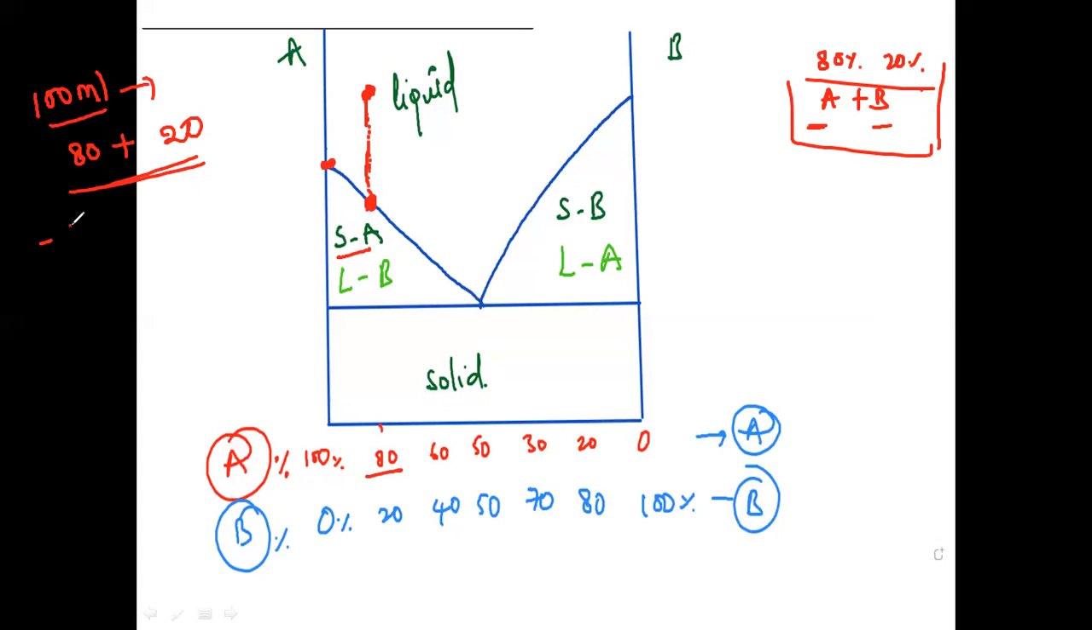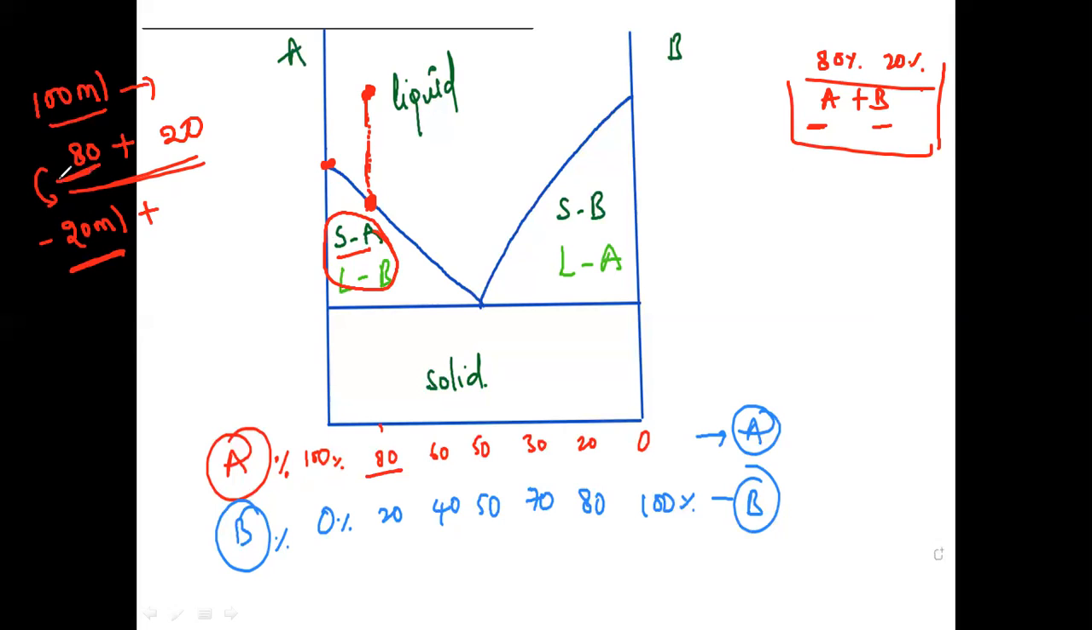So let us take minus 20 ml, 20 ml from A which is solidifying here. So minus 20 ml. That means here 20 ml of A is solidifying, so the remaining will be completely liquid.